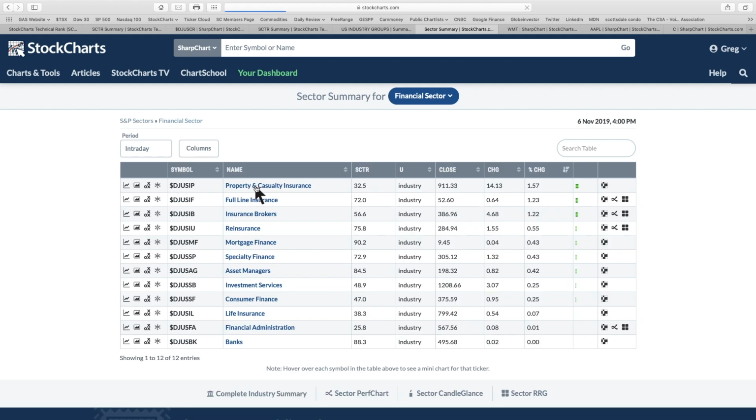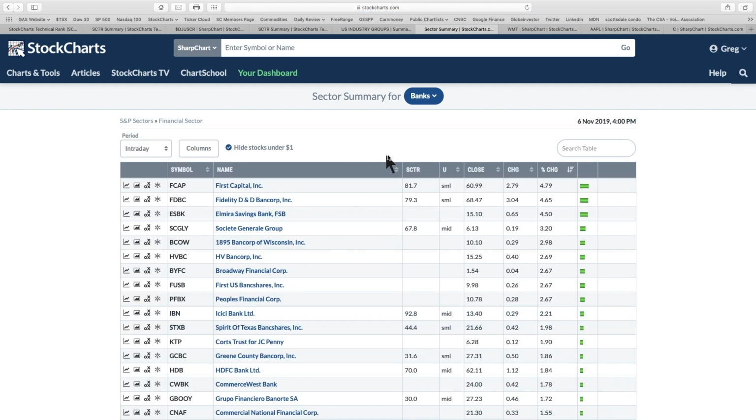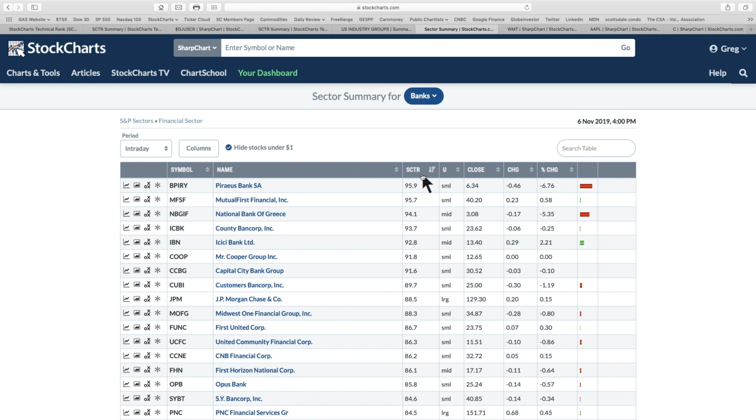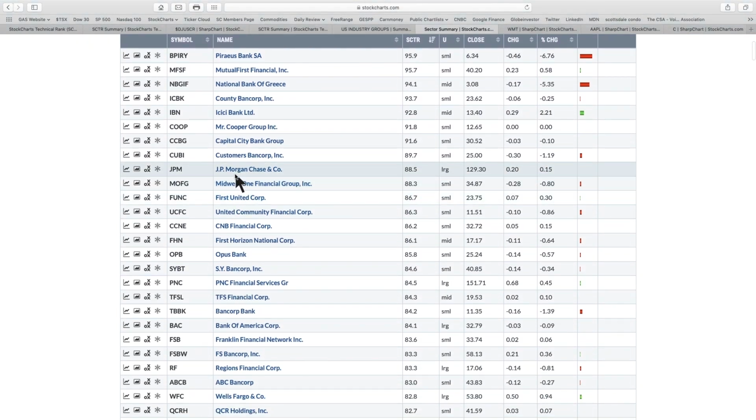So very quick, we see banks, then we click on them, and then we put them in StockCharts technical ranking order, and it shows us the strongest banks. And here's JP Morgan up near the top, but there's actually other banks that are doing even better than that. So nice technology, really quick, helps you focus in on big winners.